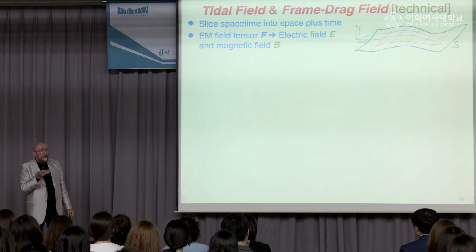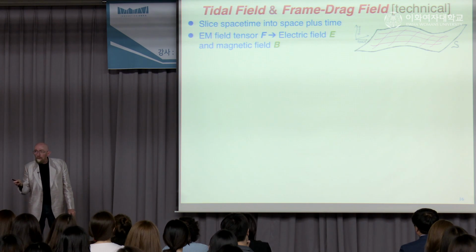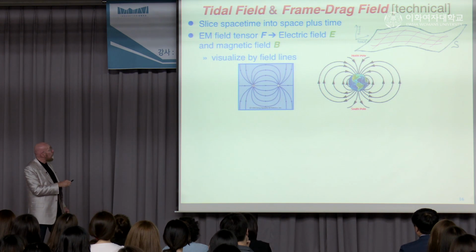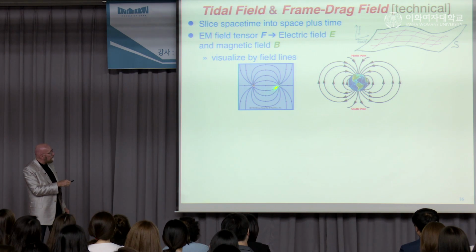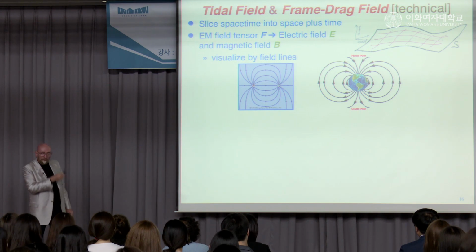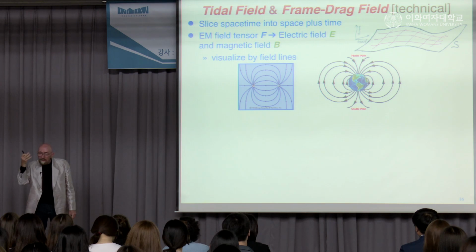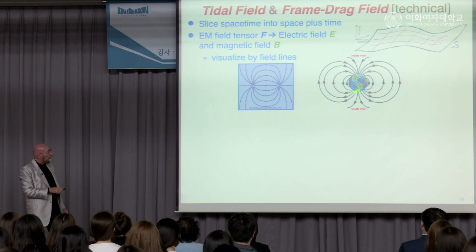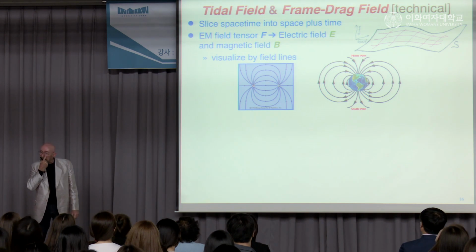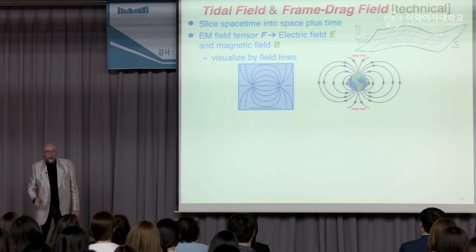And we visualize these in ways that most of you know about. We visualize them by field lines. If you have a positive electric charge and a negative electric charge, electric field lines go from the positive charge to the negative charge like that. And that's how you visualize in your mind or on paper electric field lines. And similarly, the magnetic field lines around the Earth, the dipole magnetic field of the Earth, describe the magnetic field.